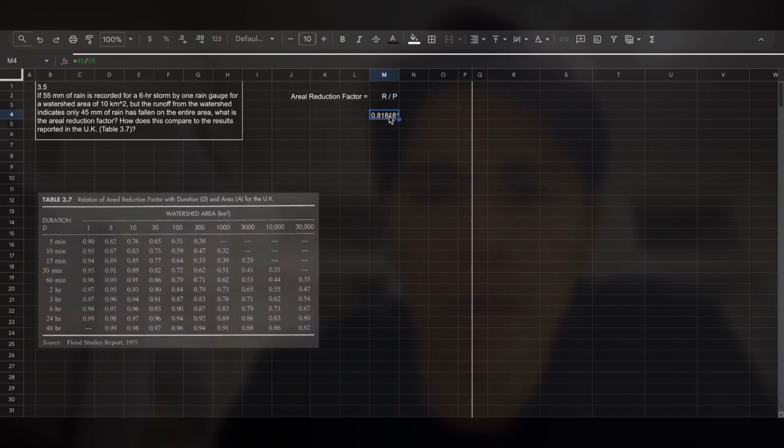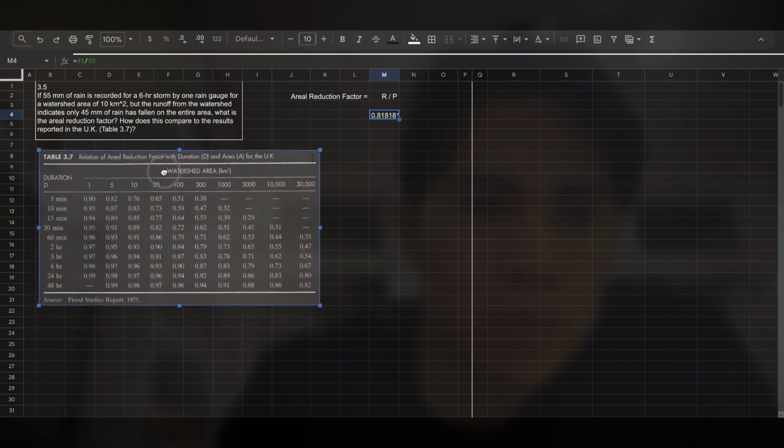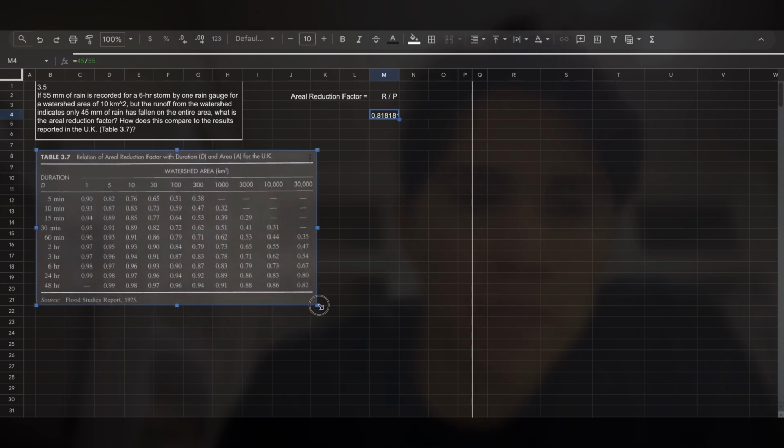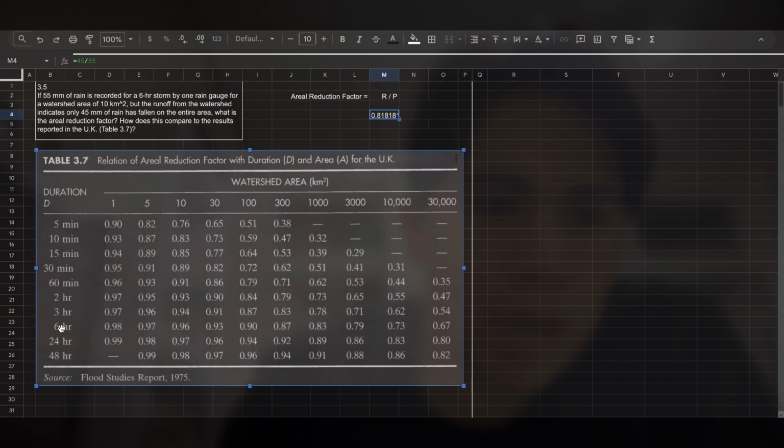value of area reduction, which means that out of the 100% of water that precipitated, only 81%, about 82% of it made it to the ground. And we need to compare it with table 3.7 now. And in table 3.7, we have for a 6 hour storm duration.